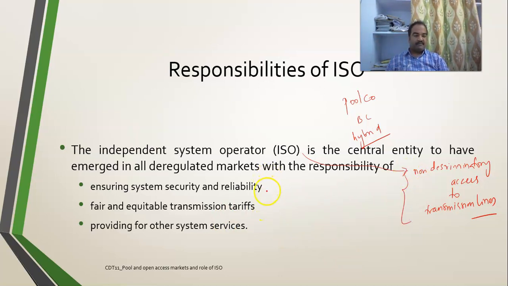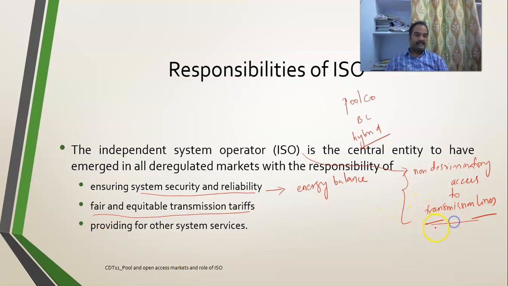Apart from this, he is solely responsible for ensuring the system security and reliability, which means that he will be handling the energy balance. And apart from that, he must provide fair and equitable transmission tariffs. He must levy transmission tariffs, because if somebody accesses the transmission lines, the tariff for transmission, what we call transmission pricing, will be decided by the independent system operator, and he ensures that it is fair and equitable to all the participants.